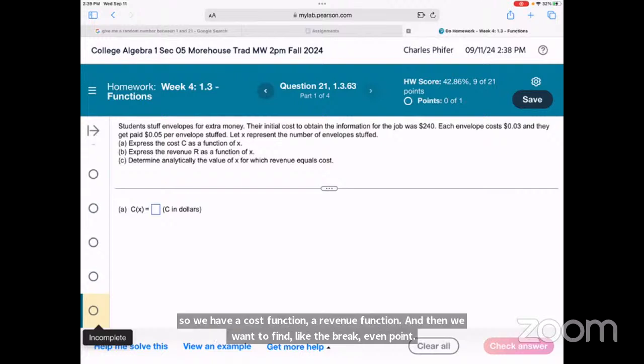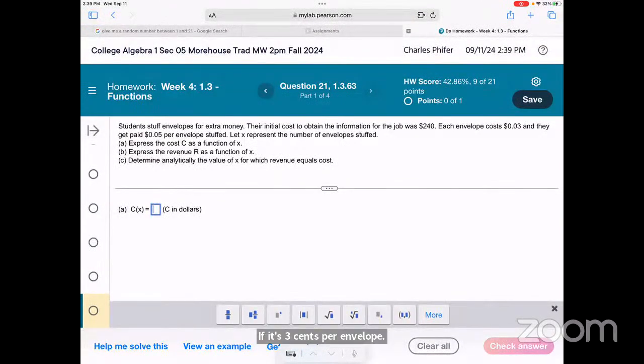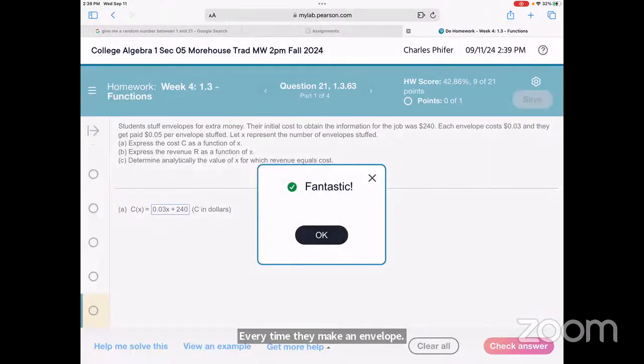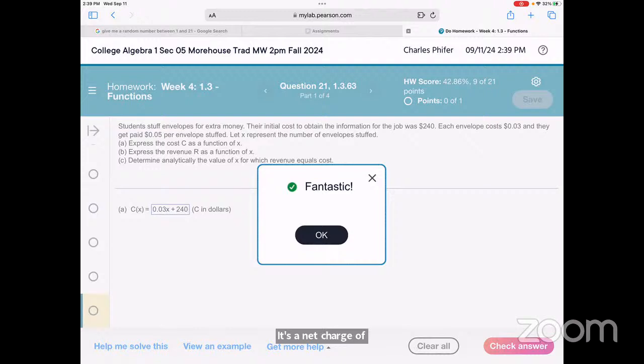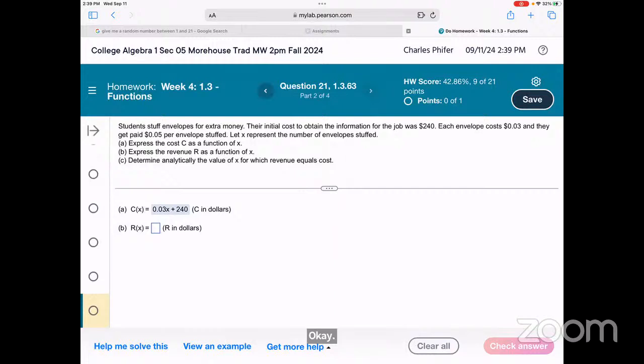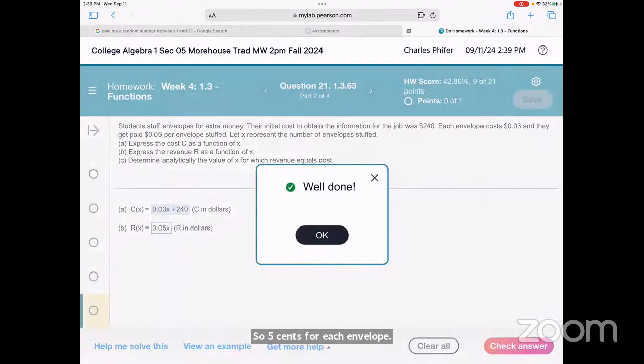Their initial cost was $240, and each envelope costs 3 cents. So our cost function is 3 cents times X plus a net fee of $240. So depending on how many envelopes they make, it's a net charge of $240 plus 3 cents for each envelope, right? But then they're earning 5 cents per envelope. Okay, so 5 cents for each envelope. Now determine analytically the value of X where the revenue equals the cost.